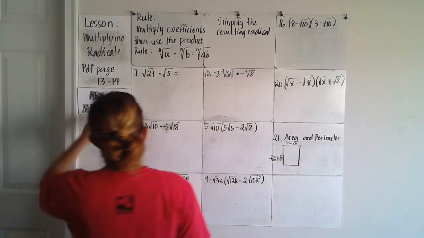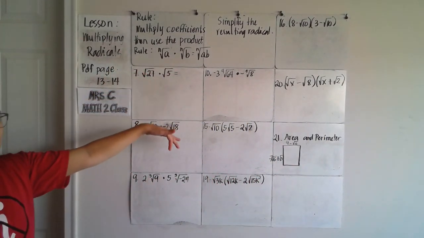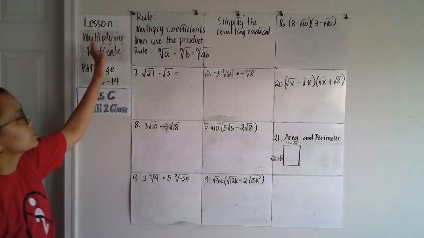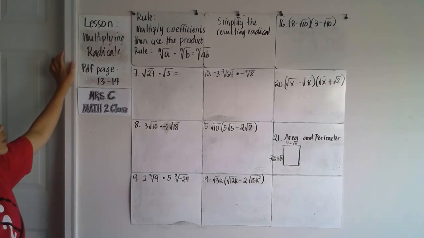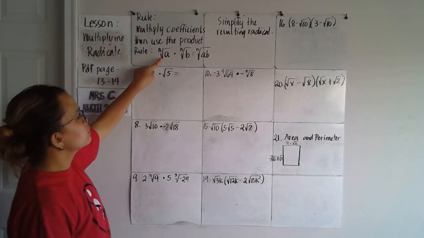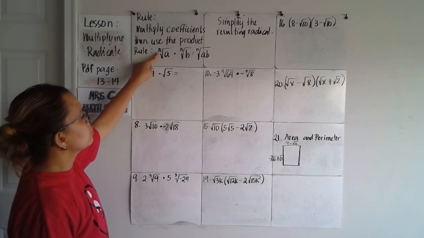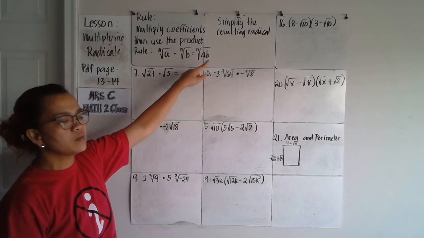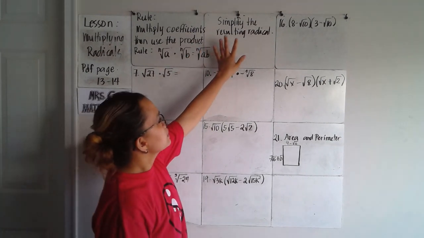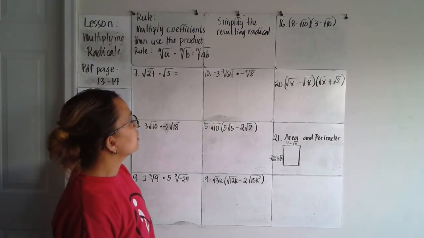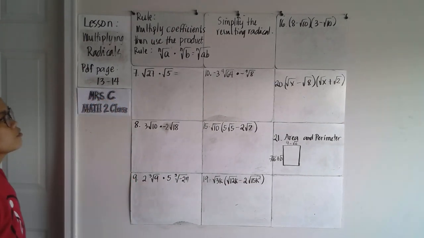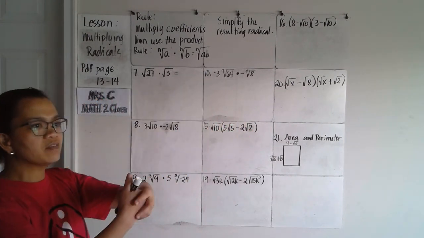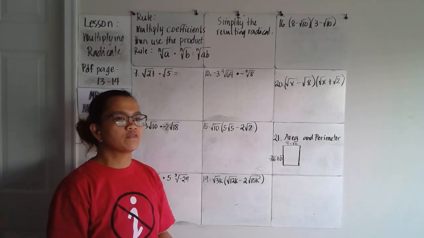Okay, to start with, we have two rules to follow before simplifying or multiplying radicals. First rule, multiply the coefficients, then use the product rule: the nth root of A times the nth root of B is equal to the nth root of A times B. The second rule is to simplify the resulting radical. Whatever the combined radicand is, you need to simplify it further.